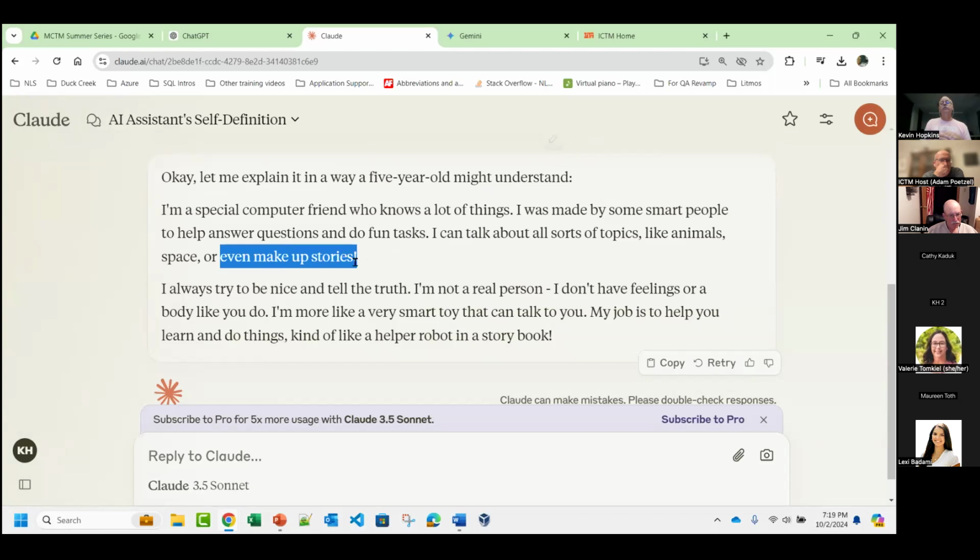And yet, some of the things we're asking it is to take information and reprocess it in a totally new, creative way. And so on one hand, we really like the creativity of the AI. On another, we just don't want it to be too creative and make up things that don't actually exist. It says I always try to be nice and tell the truth.